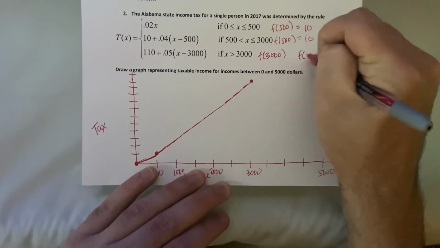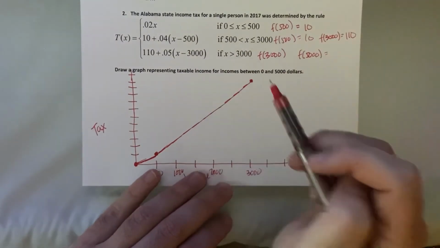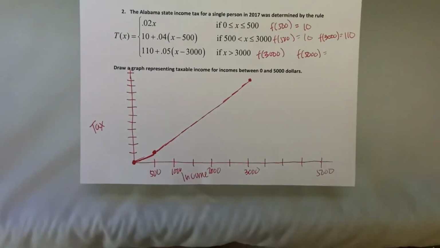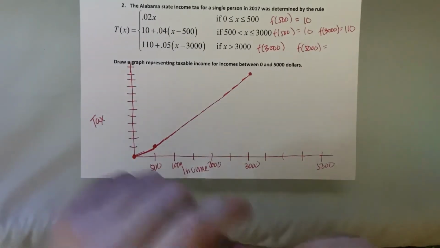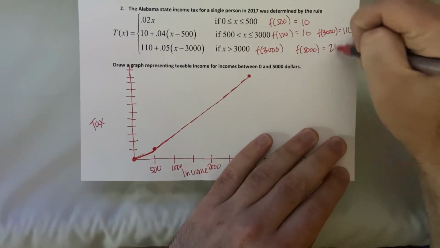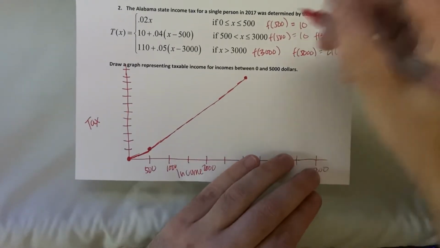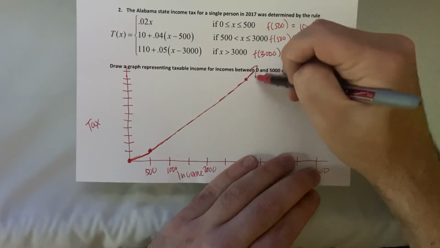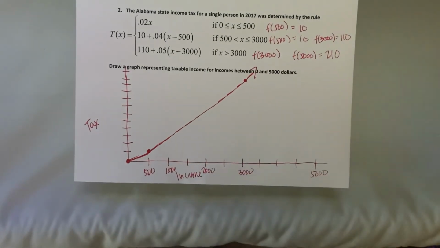So what is the f of 5,000? 5,000 minus 3,000 is 2,000. This is 2,000 divided by 20, which is 100. So 110 plus 100 is 210. I don't have enough room on my graph, but safe to say it goes up at a higher rate than that for 5,000. And that's what the graph looks like.